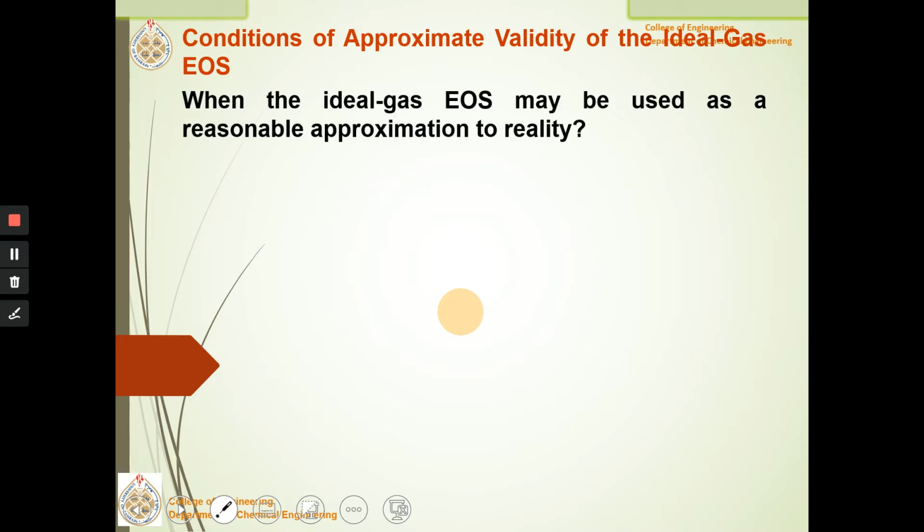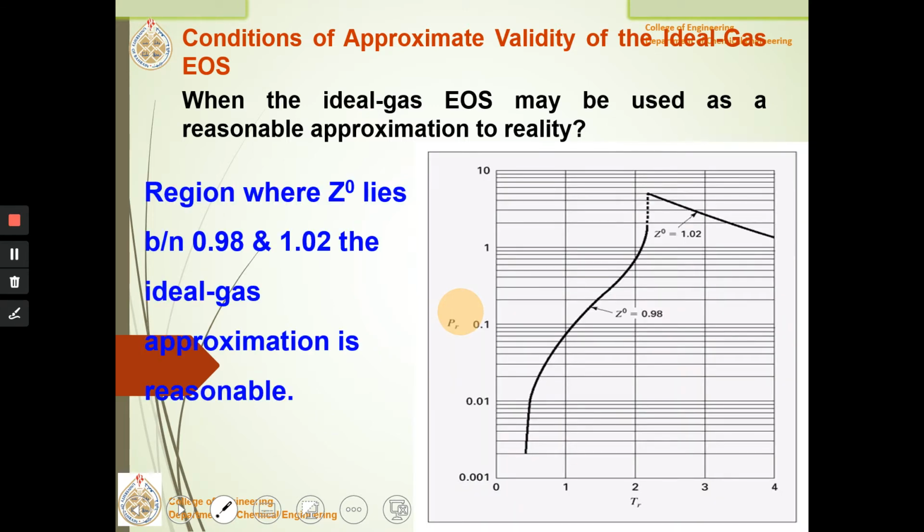Okay, so to show the reasonable approximation, I will show you this chart. This chart shows the range at which you can consider ideal gas behavior.